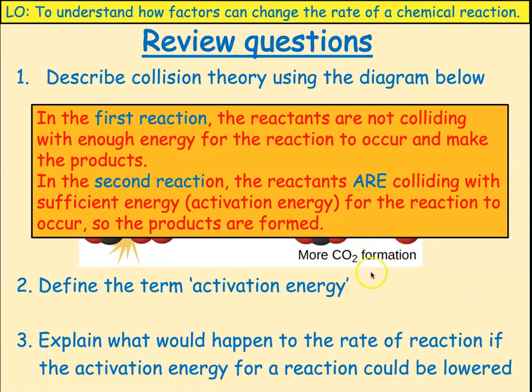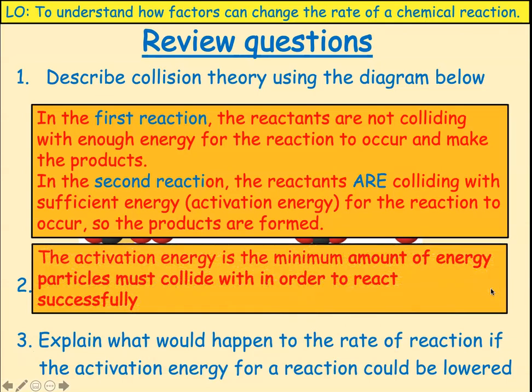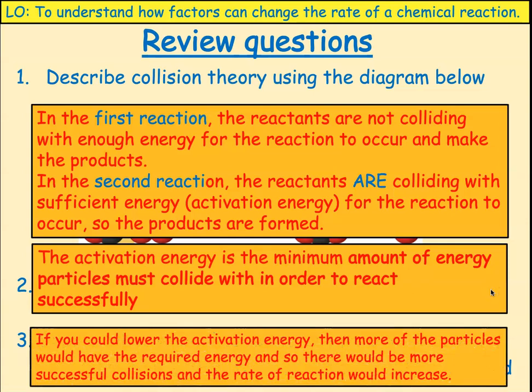Define the term activation energy. Right, activation energy is the minimum energy required for a collision to occur. So it's the minimum energy the particles must have in order to collide successfully. Explain what would happen to the rate of reaction if the activation energy could be lowered. Well, if you lower the activation energy, that means that more of the particles would have the required energy, and so there would be more successful collisions and the rate of reaction would increase.